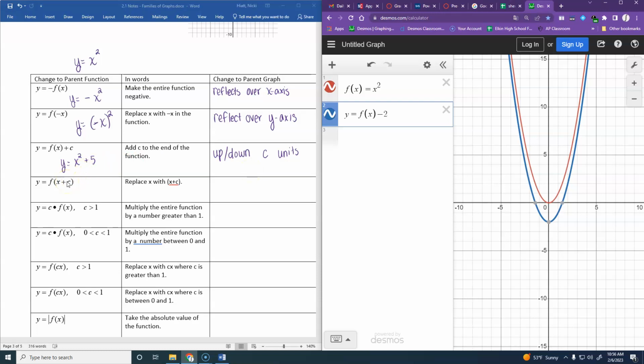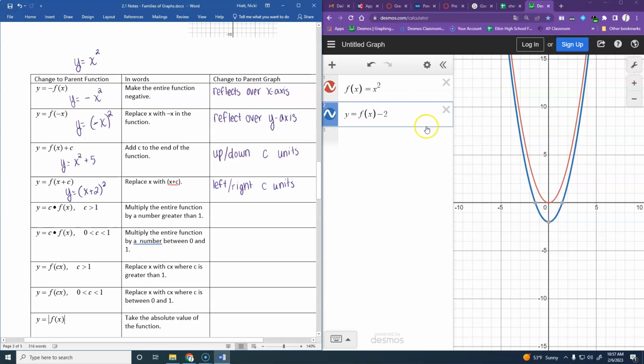All right, who can remember what happens when we put the plus c on the inside of the parentheses? It's going to go left or right. So if we're adding or subtracting, it's still what we call a translation. You're just sliding it. It's going to go left or right, c units. But let's try it here. Like this would look like this if I'm doing y equals x plus 2 squared.